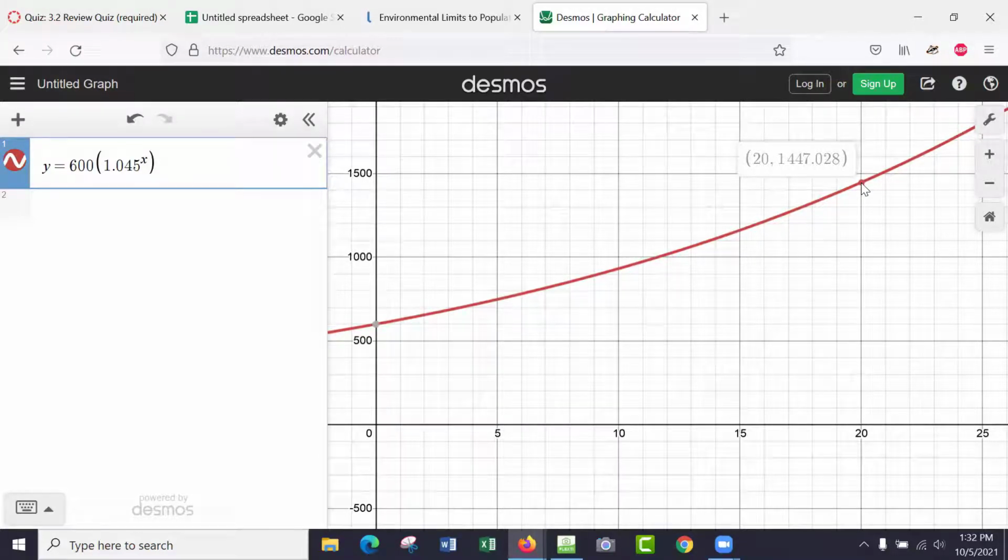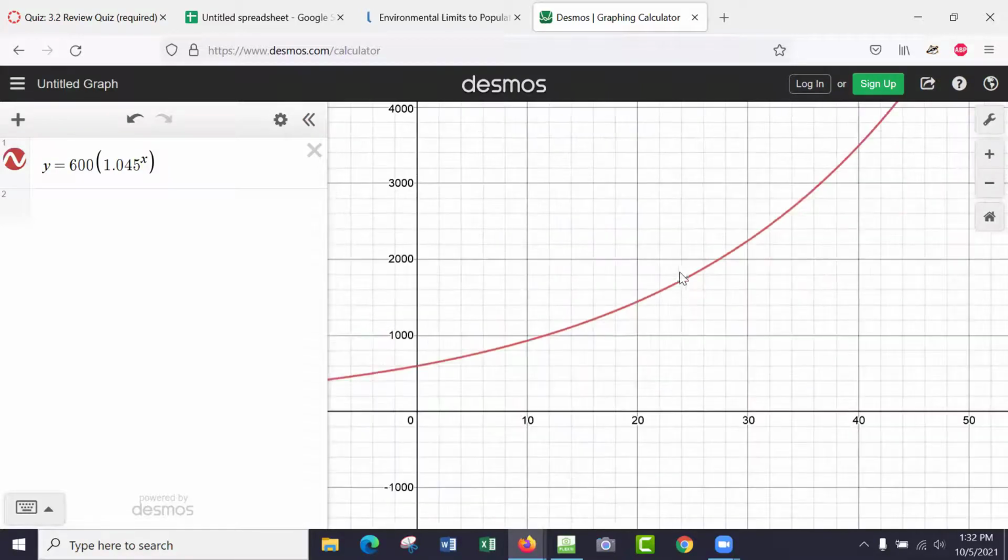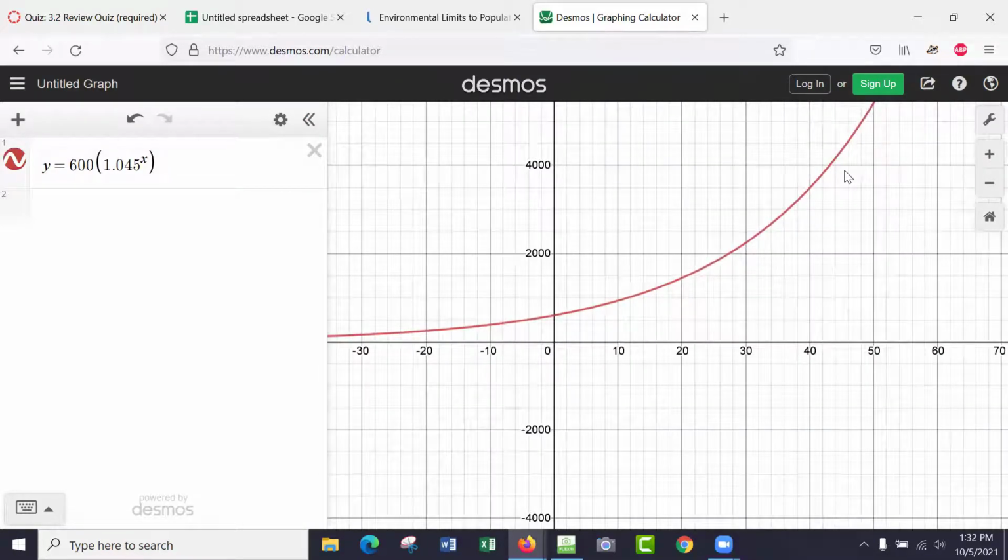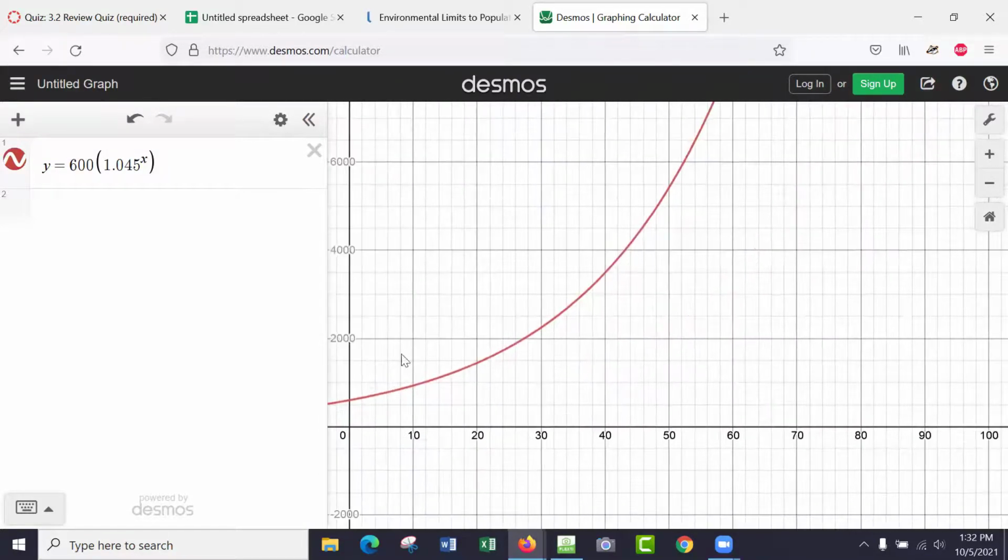Remember that? Now, that is not linear. How do you know it's not linear? Because the dots wouldn't go in a straight line. Yeah, it's curved. So it's not linear because we've got a curve, right? And if I zoom further out, if this population keeps going like that, it's going to shoot up, right?